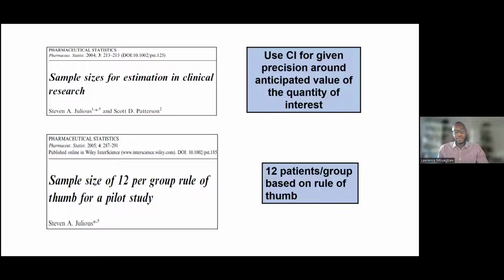And then you can put a confidence interval around that and estimate how many people are needed to reach that confidence interval with a particular level of precision. And then there's some people who recommend rules of thumb where they say, for example, you need at least 12 patients per group based on this rule of thumb.